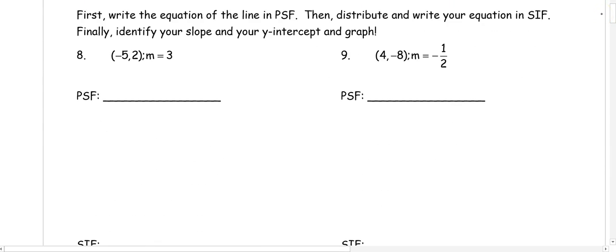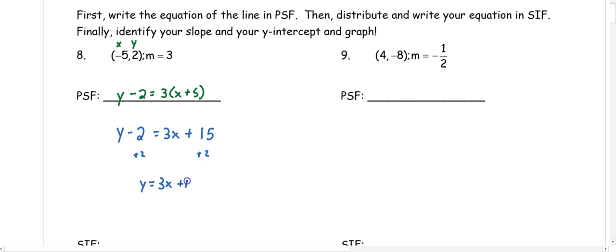So now we're going to write our equation in point-slope form and then move to slope-intercept so that we can graph it. So in number 8, we have the point -5 as my x-coordinate and 2 as my y-coordinate. So we're going to substitute those into the equation. So we now have y minus 2 equals 3 times x plus 5. To move to slope-intercept, I'm going to distribute first, so y minus 2 equals 3x plus 15. And then I'm going to add 2 to both sides. So y equals 3x plus 17.